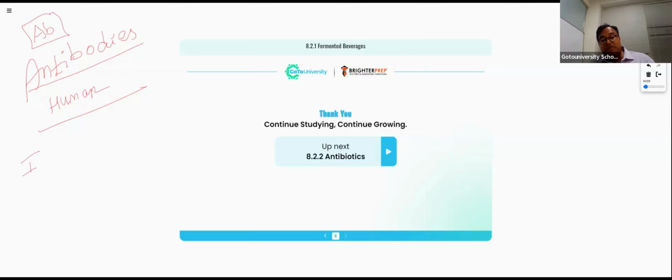Antibody is also called as what? Immunoglobulin. Antibody is also called as immunoglobulin. This antibody or immunoglobulin is a molecule which is formed by B lymphocyte. We know very well the B lymphocyte is a type of WBC which is very important for making the antibody. So again, I'm repeating, antibody is also called as immunoglobulin. This immunoglobulin or antibody is formed by the B lymphocyte.